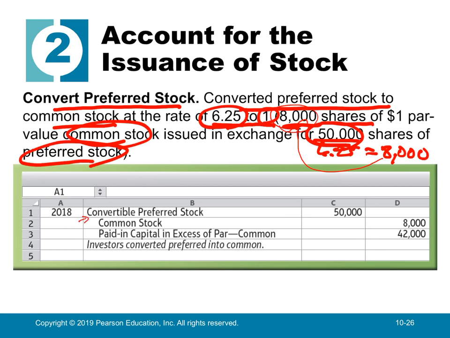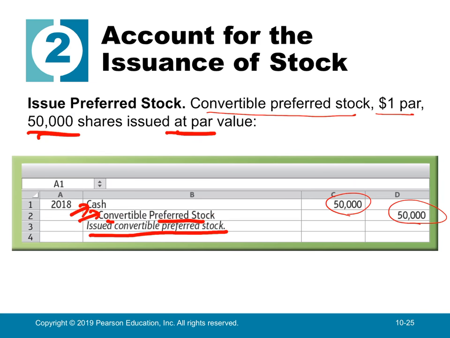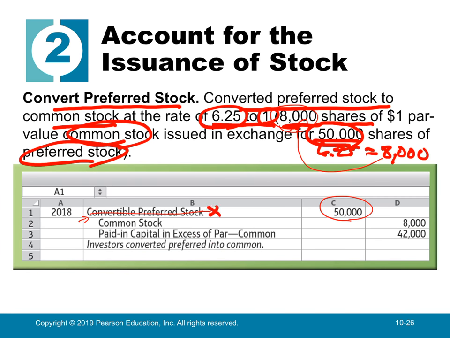So what happens? Well, you have to get rid of this convertible preferred stock. It's been converted, it no longer exists. So that's why we're debiting the 50,000, right? We created it here. And now we have to get rid of it here. And in its place, we're gonna have common stock, 8,000. Why 8,000? $1 par times 8,000 shares. Right, look up here. And then the additional amount, the 42,000, is gonna go to paid in capital in excess of par common. So this is converting preferred into common stock.